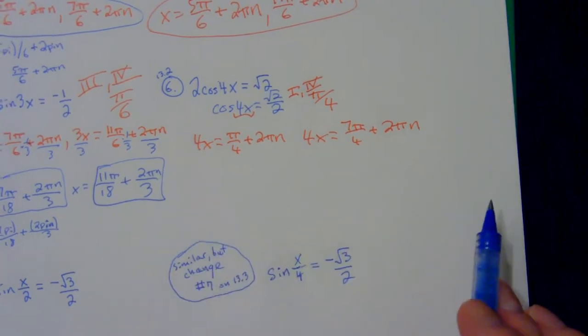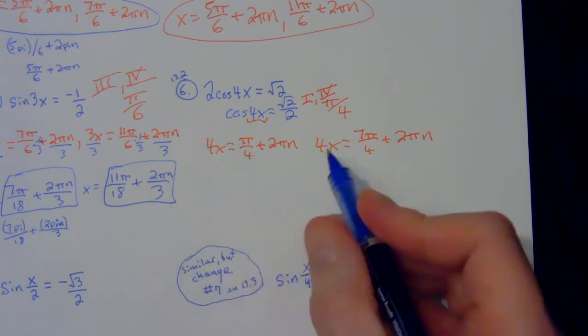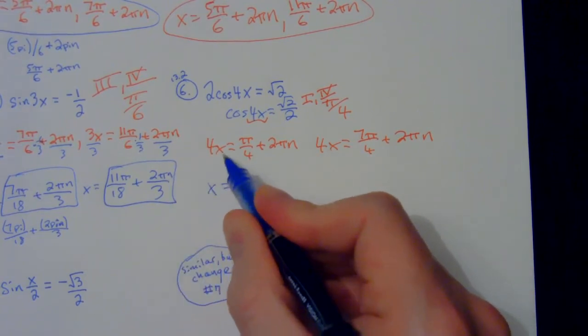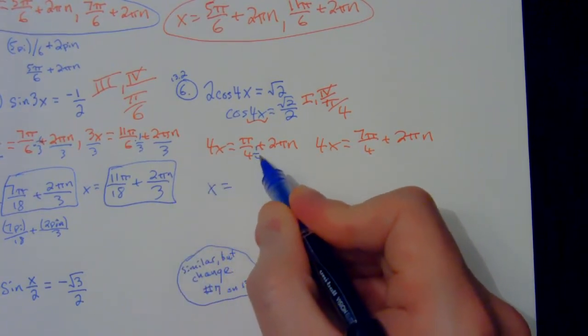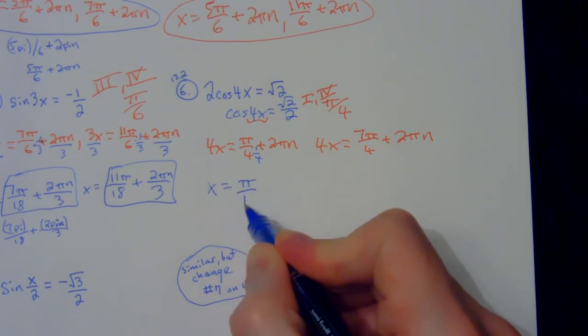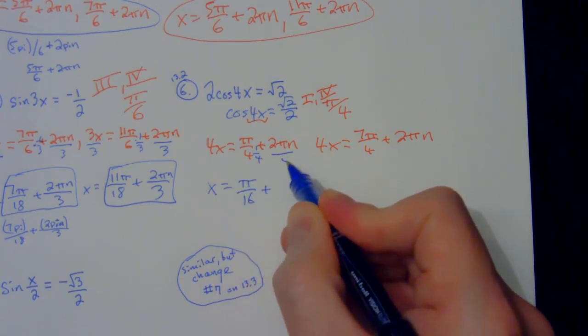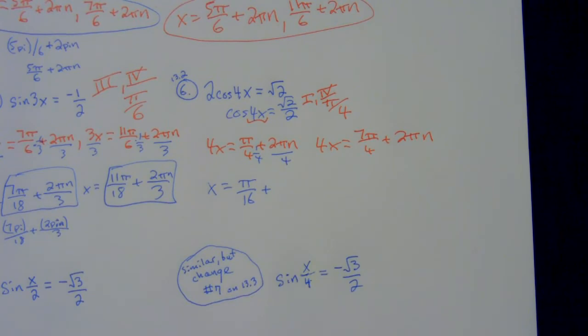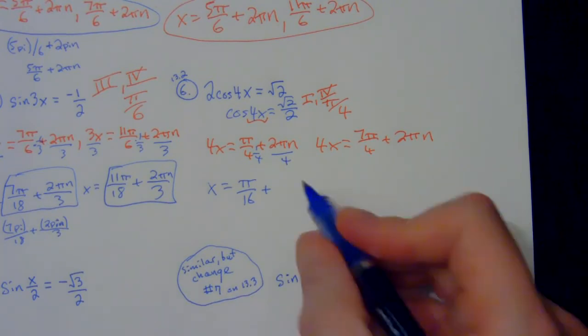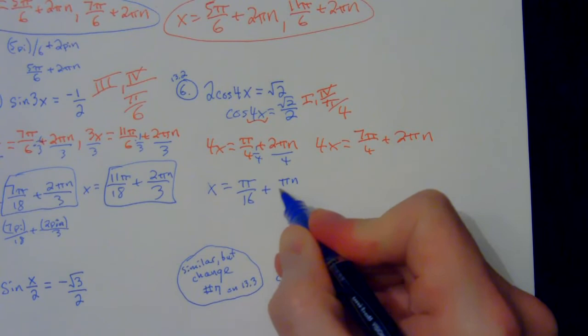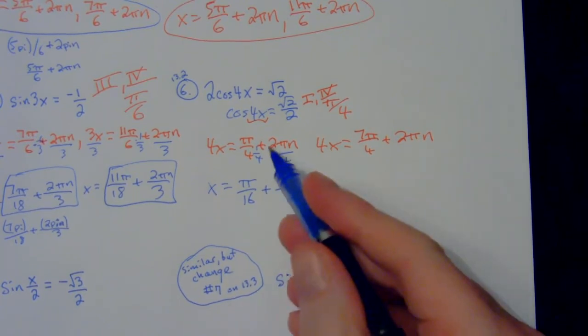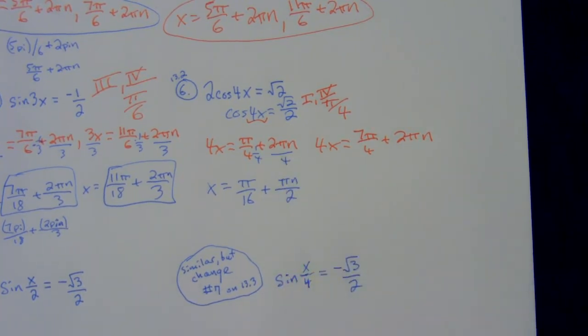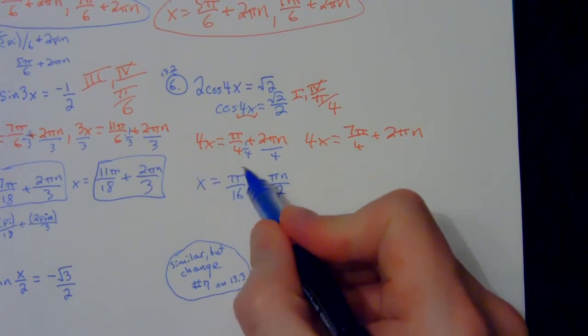So we're going to divide everything by 4, just like we did with this one. When I divide a fraction by 4, that's the same thing as timesing it by a fourth. That'll give us pi over 16. And when I divide this by 4, I am going to reduce the 2 over 4 to be a 1/2 right there. So this will be 1 pi n divided by 2. 2 divided by 4 reduces to 1 divided by 2. So that's going to be one of our answers.